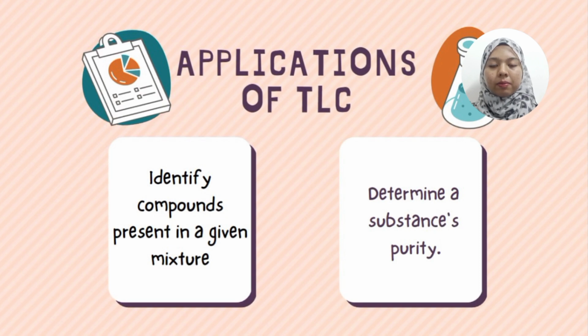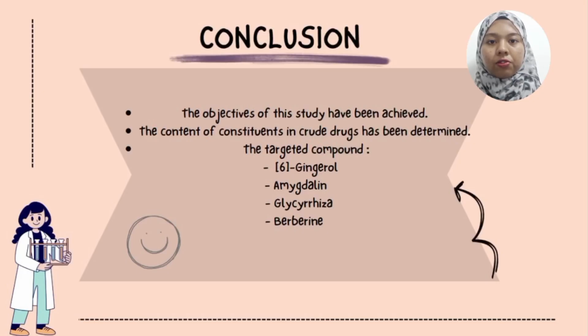In conclusion, the objective of this study has been achieved as the content of constituents in crude drugs has been determined. The targeted compounds also have been identified, which are cisgeneriol, amygdalin, glycyrrhiza, and berberine.